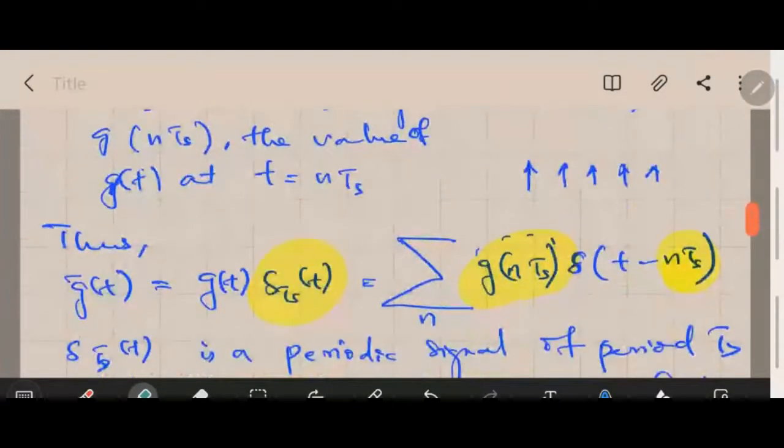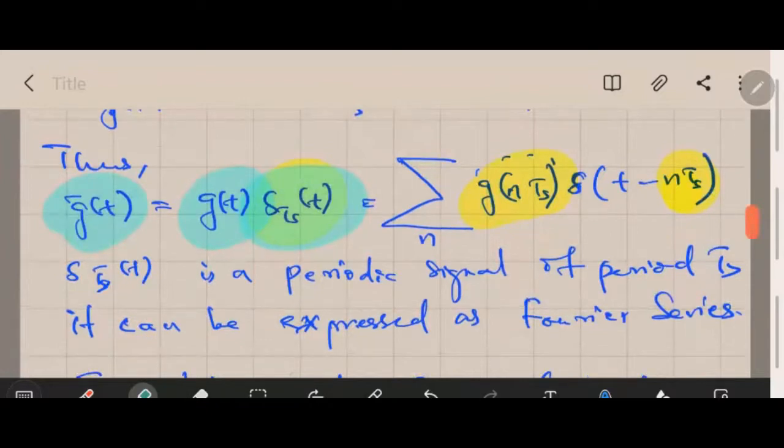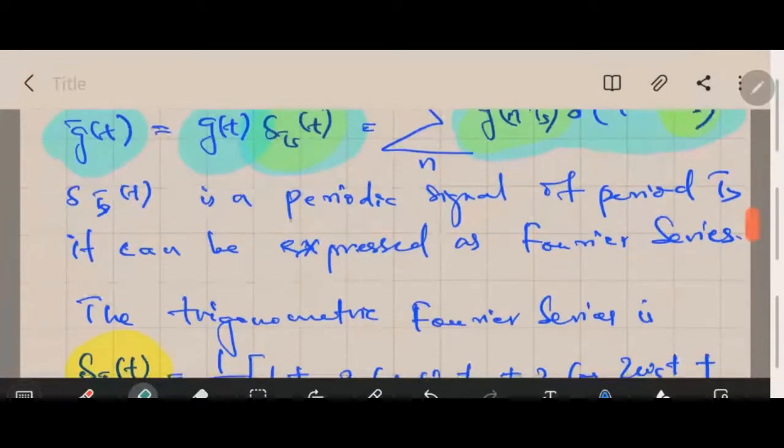Your multiplication of g of t with the impulse train is g bar of t. So we could also write that in this form: summation over n of g of nTs multiplied with delta of t minus nTs. That means shifted impulses are there, and each impulse has the amplitude g of nTs. Now you could see that delta Ts of t is a periodic signal of period Ts.